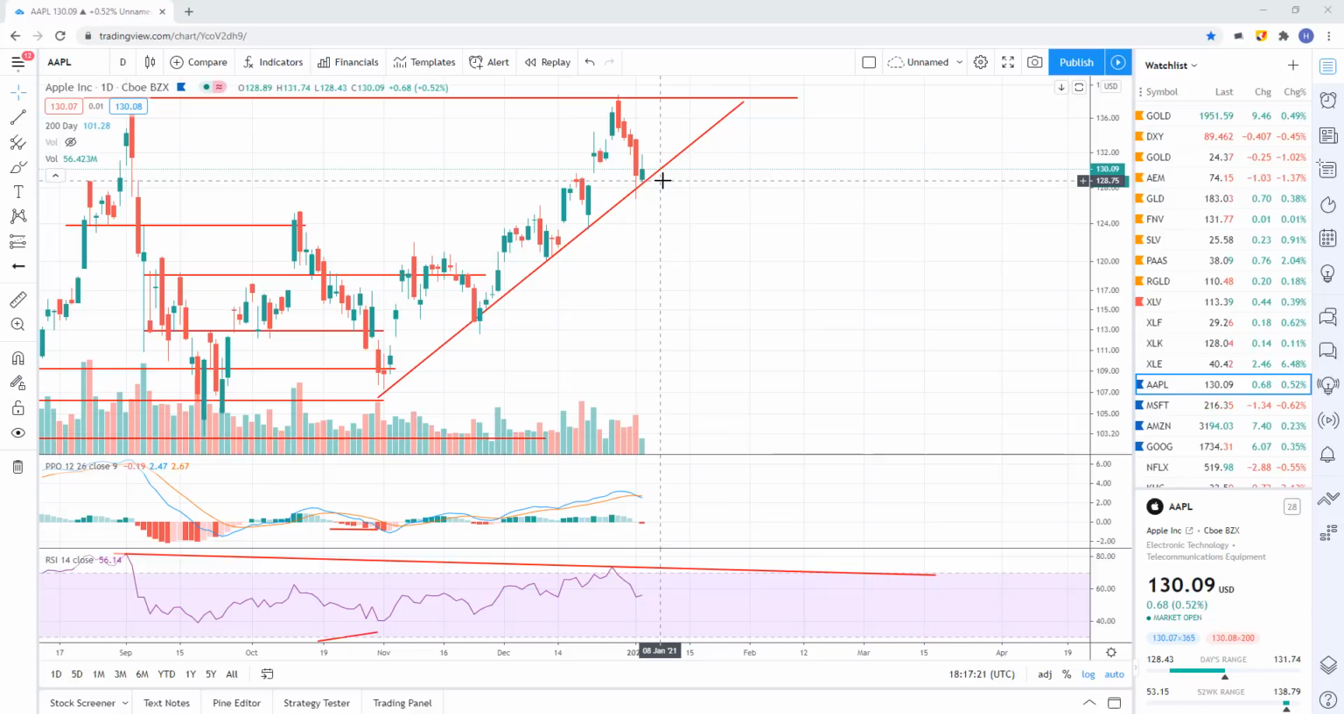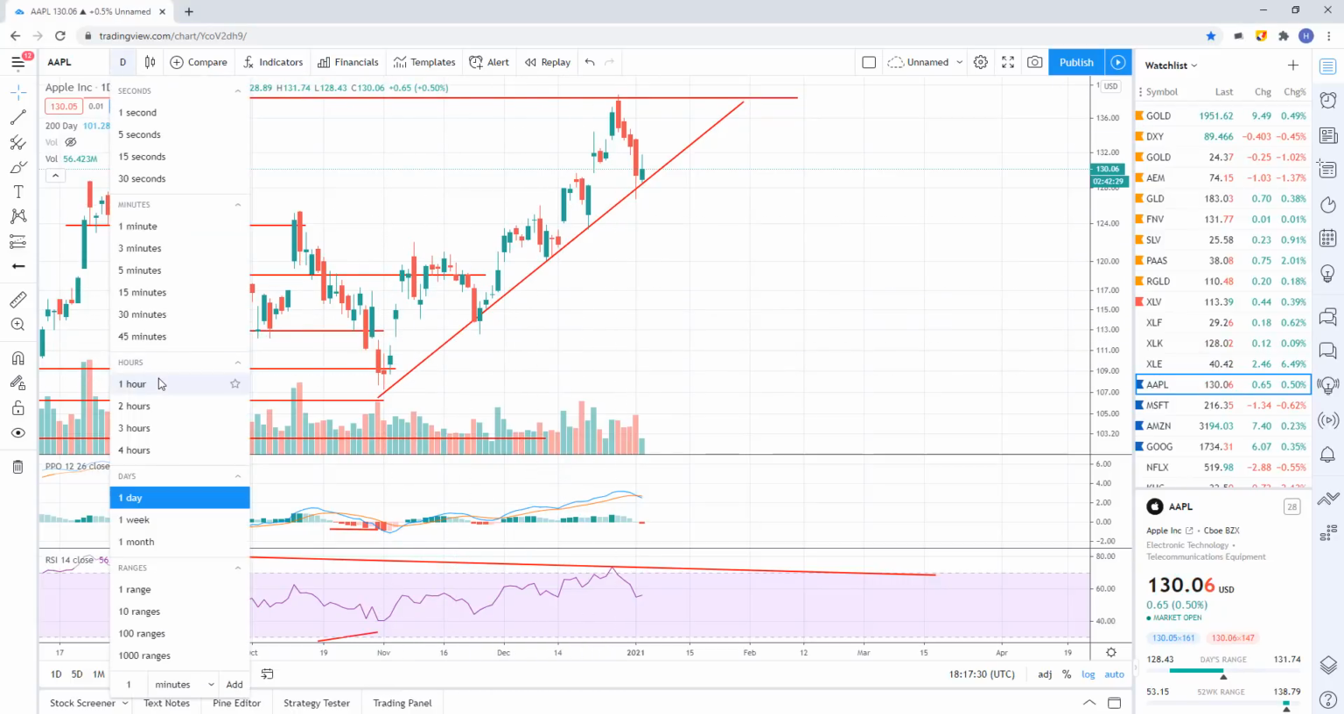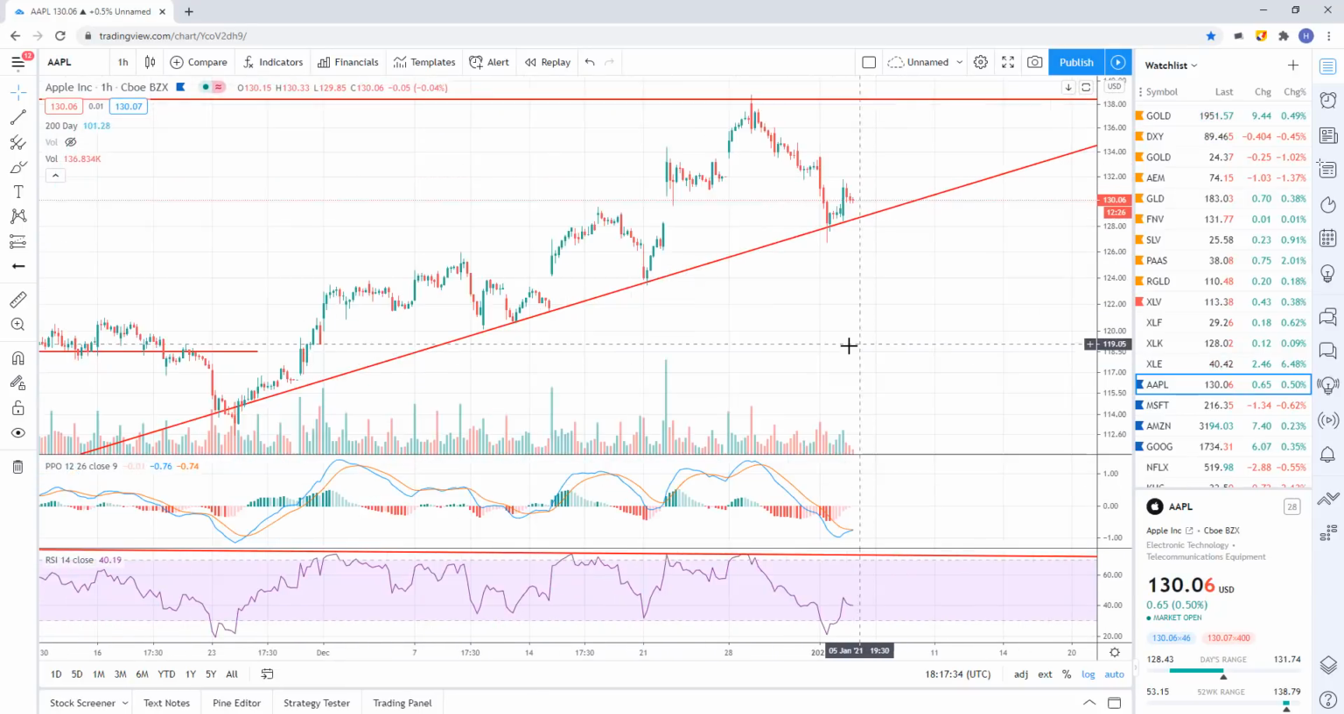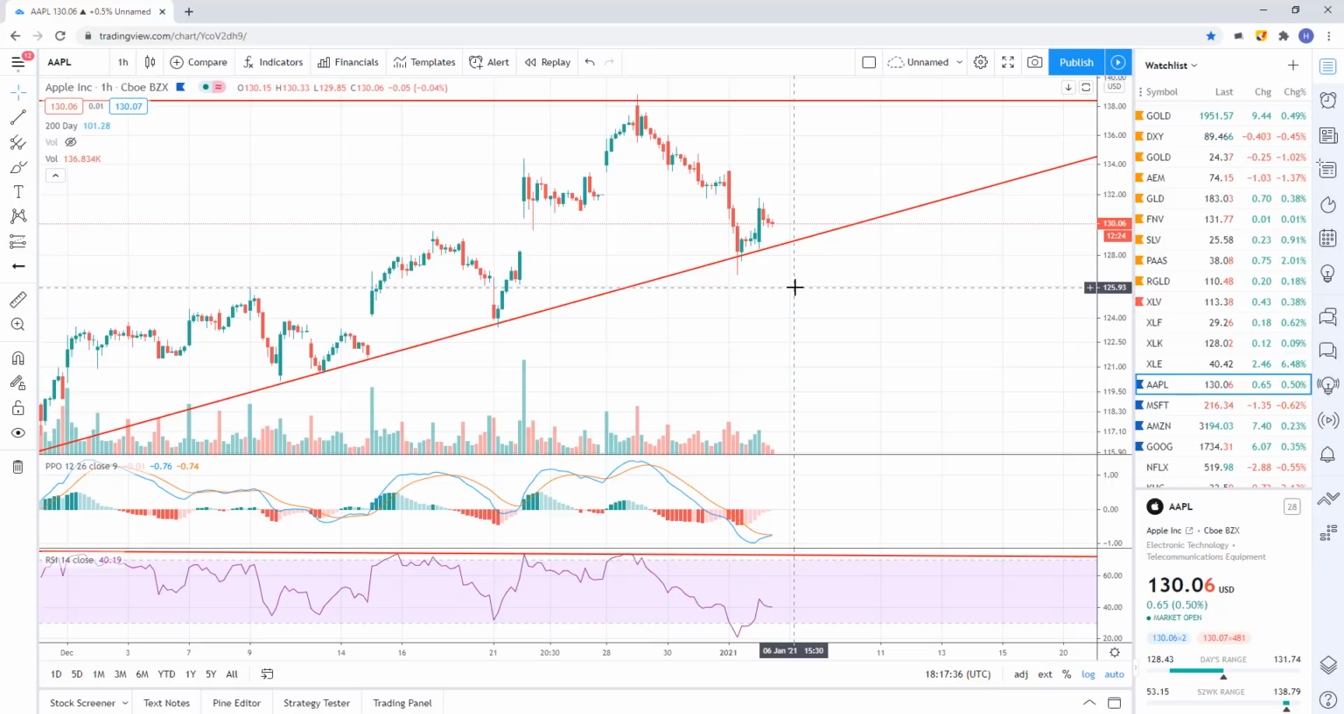Really, for more confirmation, you would want to see Apple break this trendline support. So here it is right there, trendline support on the daily. We roll down to the hourly, you can see it. Apple's just been walking up this trend line. An impulsive break and hourly close below that would give a sell signal on Apple and likely confirm additional selling in the tech sector as well.